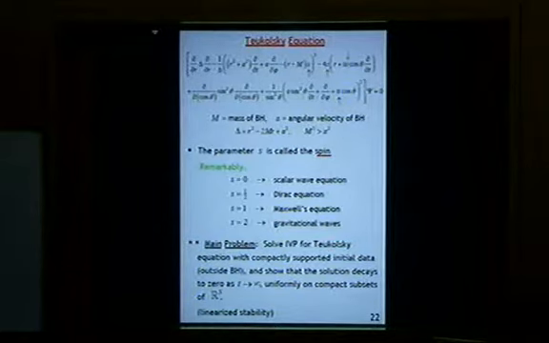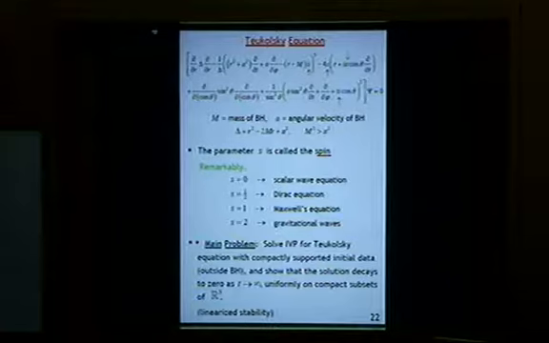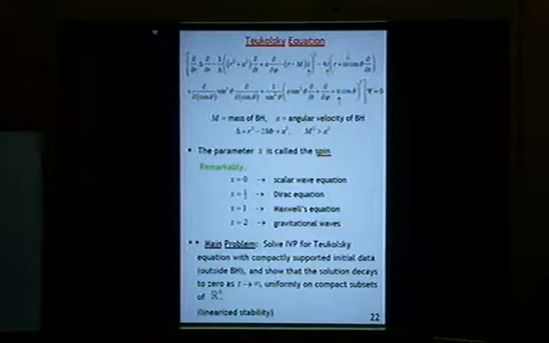So the main problem is to solve the initial value problem for the Teukolsky equation with compactly supported initial data outside the black hole, and show that the solution decays to 0 as t goes to infinity uniformly on compact subsets of R3. And that's linearized stability. That's already a challenging problem. One wants nonlinear stability, but that's 25, 30, maybe 50 years away.